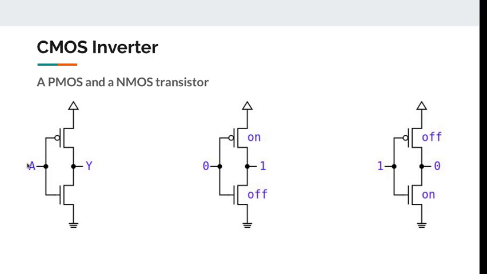So if I apply 0 in the input, because we have two gates here on the transistors, but if I apply 1 to the input, I have to get 0 from the output. So how are we going to do that?